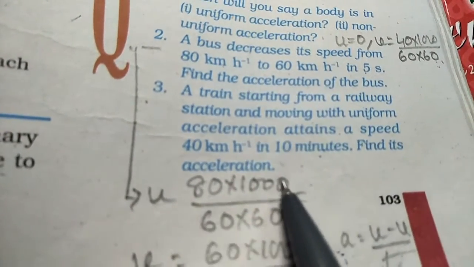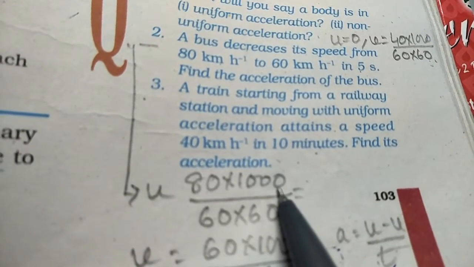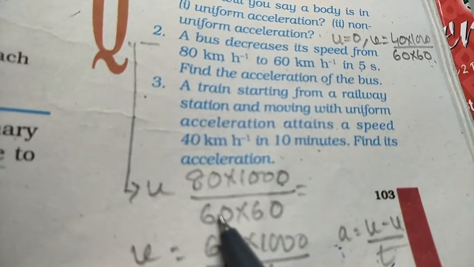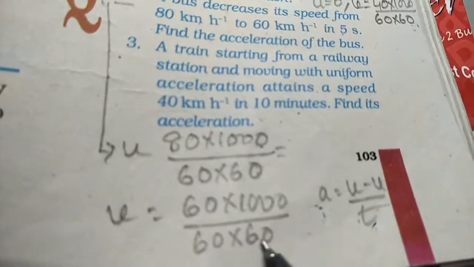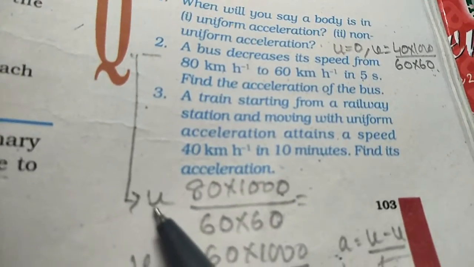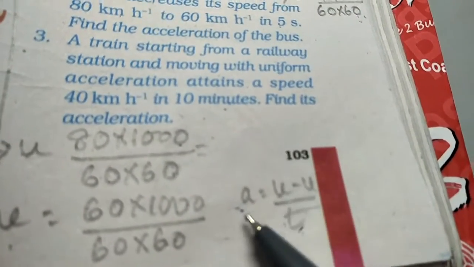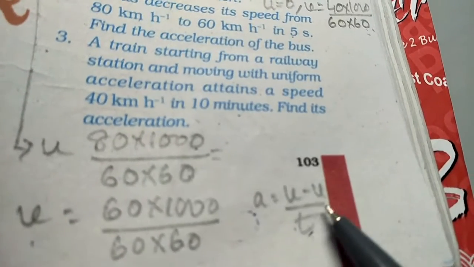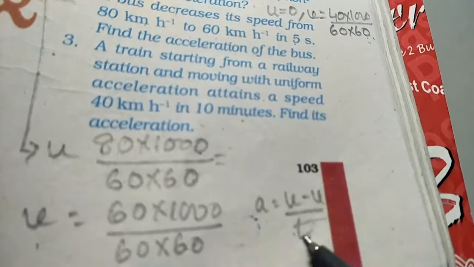So 80 into 1000, that will give you the distance in terms of meters. Hours you convert into seconds, 60 into 60. Similarly, for the final velocity, 60 into 1000 upon 60 into 60. So you will get the initial and the final velocity. You have to put it in this formula: acceleration is equal to v minus u upon t. Whatever value you get here, put it here, and whatever value you get here, put it here, upon 5 seconds.